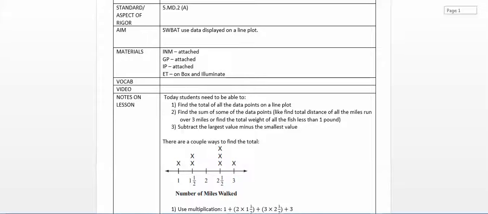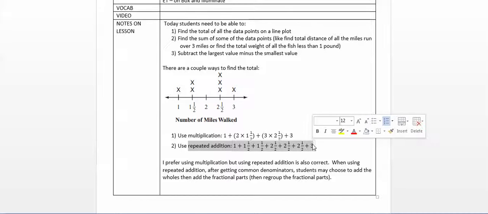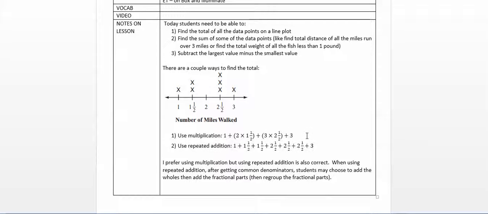There's a couple different ways that we can find the total. One would be, in this circumstance, that I would multiply 2 times 1.5 and 3 times 2.5, as I'm showing here in this first example. Another way that we could do it is using repeated addition. Both are correct. I think that this first one is a little more efficient and leads to fewer mistakes when we're regrouping the fractional parts. But either way would be totally fine.